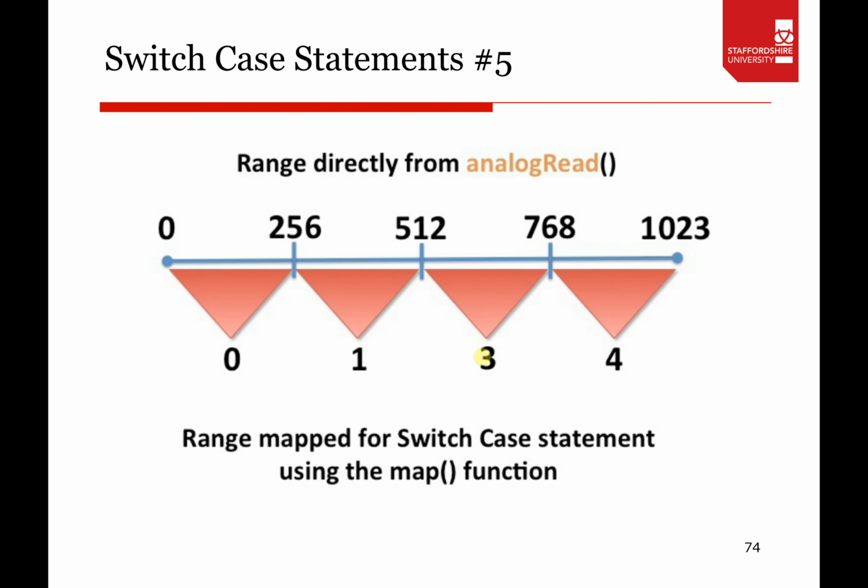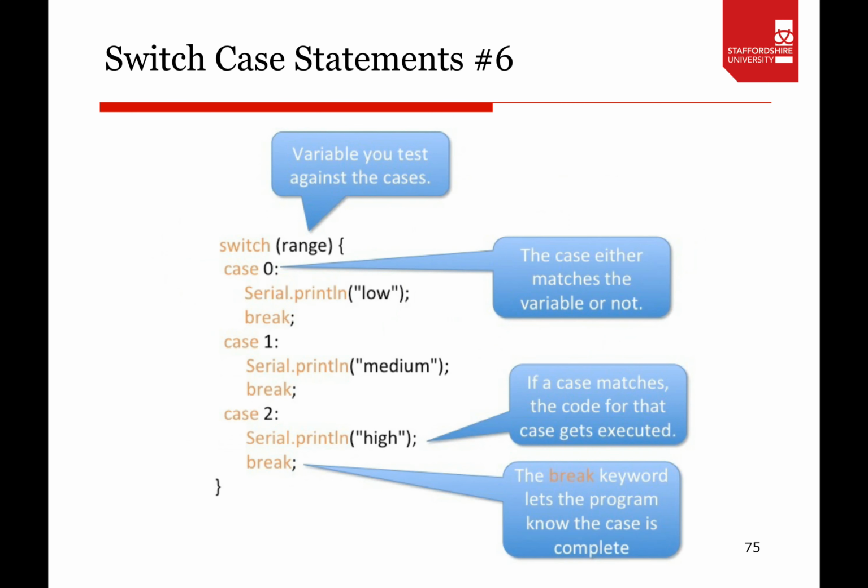Here we have the range directly from analogRead, which is a figure showing the same thing as the previous table. However, I've just corrected it as 0, 1, 2, 3. So we can use this in the switch case statement.